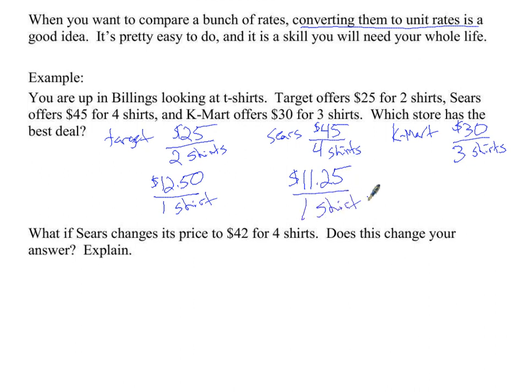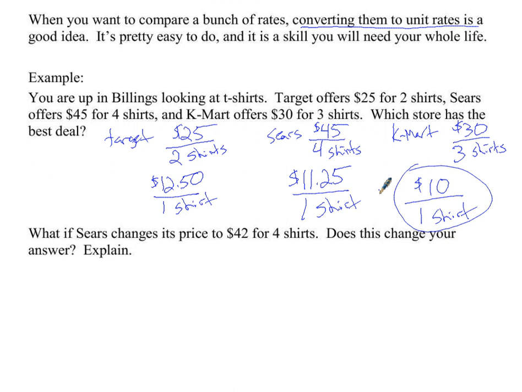So right away, who's the better deal between those two? Sears. Sears is the better deal than Target is. Okay, Kmart, 30 divided by 3. $10 per 1 shirt. So to answer this question, which store has the best deal? The answer is Kmart does. $10 per shirt instead of $12.50 per shirt, or instead of $11.25 per shirt. So that's what a unit rate does for you. It allows you to compare, in this case, shirts from different stores so you can see how much you're actually paying per shirt.